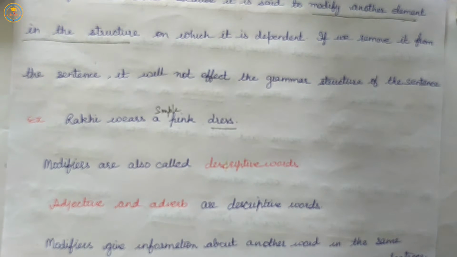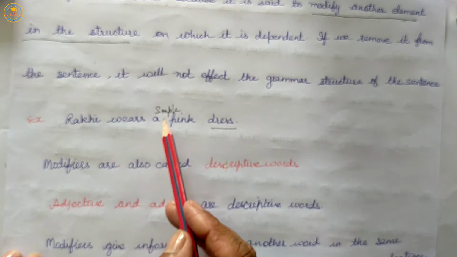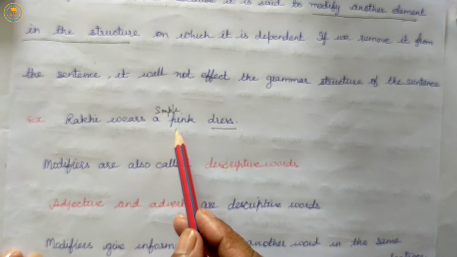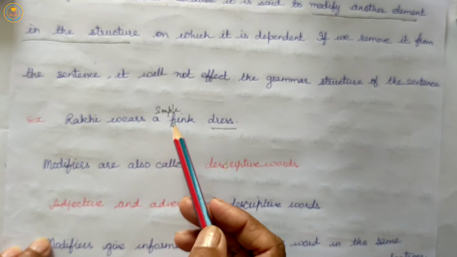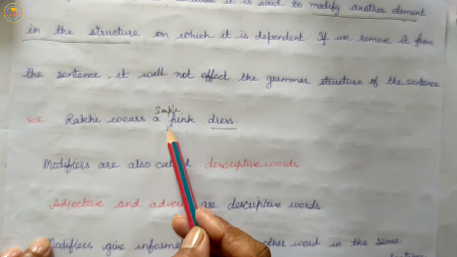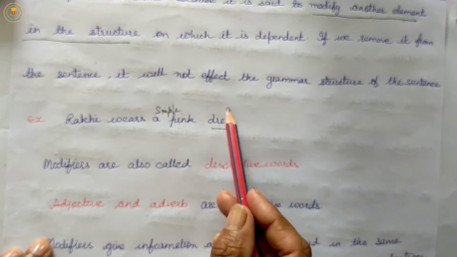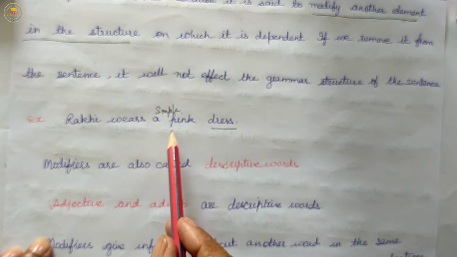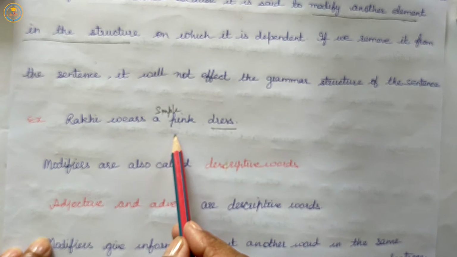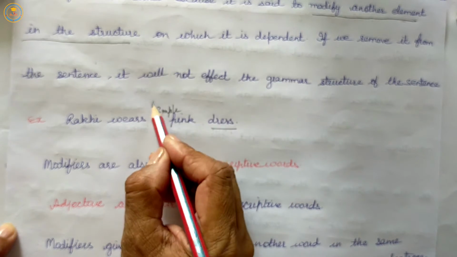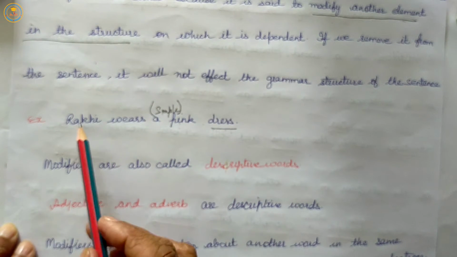If we remove the words here from this sentence, meaning the adjectives simple and pink, these are modifiers modifying the noun dress. Removal of the modifiers, that is simple or pink, means if we remove this one, let us keep it in brackets. Let us talk about this.